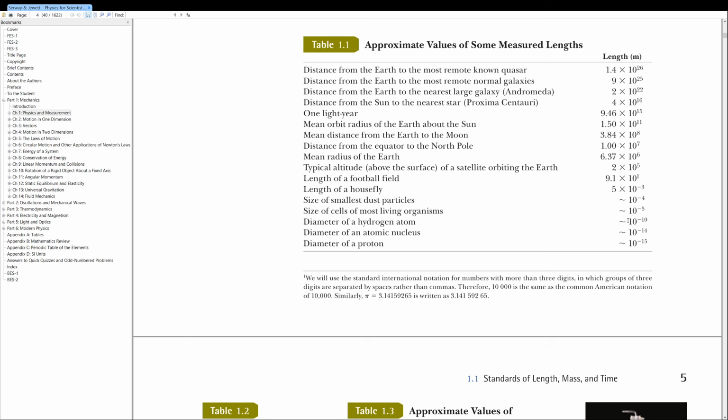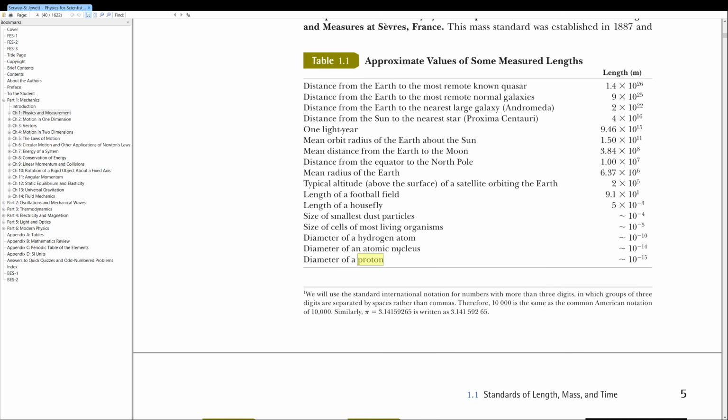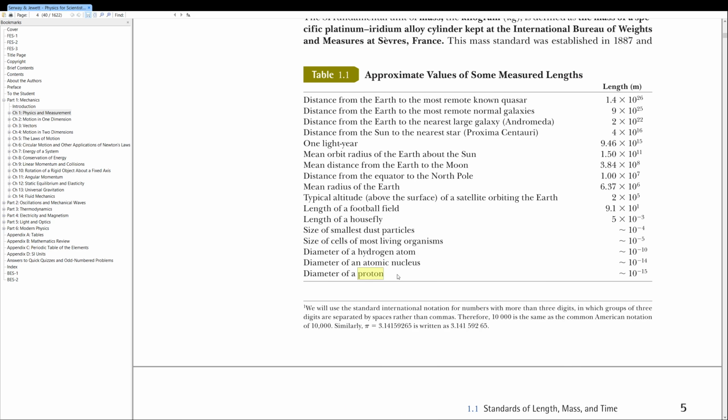And then 10 to the negative 10, the diameter of a hydrogen atom, very, very small. Okay. And then if you divide by 10 4 more times, you get the diameter of an atomic nucleus. So the size of the nucleus, the inside of an atom, is 1/1000th. No, 1/10,000th the size of the atom, right? So the nucleus is extremely tiny. And then inside the nucleus, 10 times smaller than that is a proton, right? And a proton, I think, is about the smallest thing that has measurable size, right? You can't really get much smaller than that, okay?